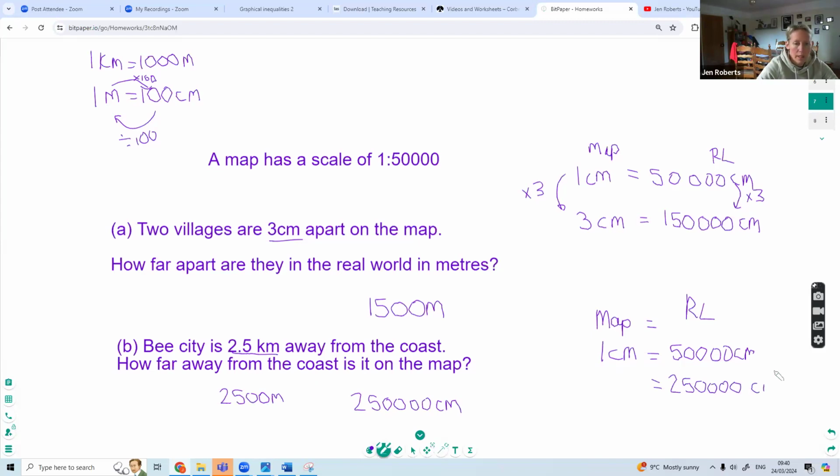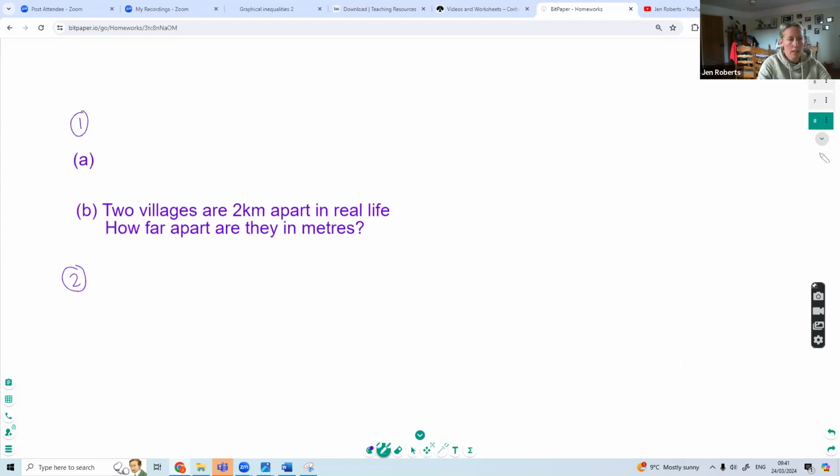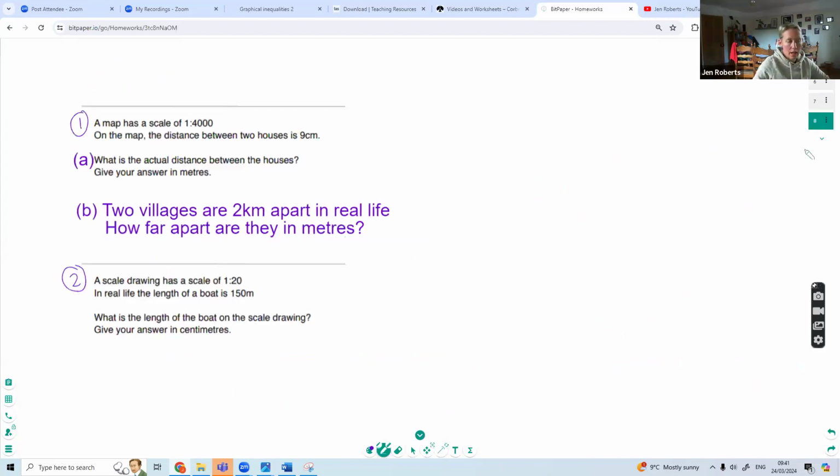Now we're thinking about what do we times this by to get this? So we do our division, don't we? 250,000 divided by 50,000 gives us 5. So we times this side by 5, we times this side by 5, so it's 5 centimetres. The answer, 5 centimetres. Okay, have a go at these two, please, and then we will look at your answers. Put me on pause and unpause when you're finished.